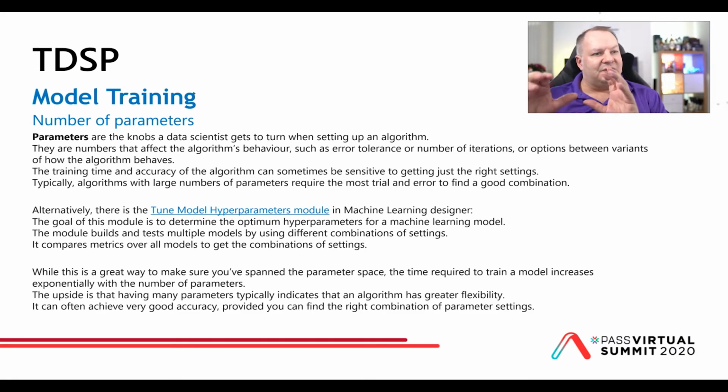Those are the tunable values that we can adjust to get better performance of the algorithm. Over time, you're going to need to run a few different variants of these parameters across that specific algorithm in order to work out which one gave you the best outcome. One way we can do that is with the Tune Model Hyperparameters module in the machine learning designer.